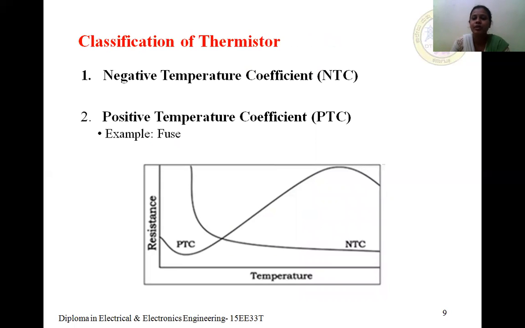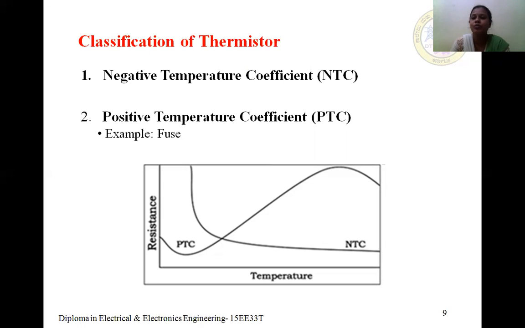Next, moving on to classification of thermistors. In this classification, we have two types. First one is negative temperature coefficient, and the second one is positive temperature coefficient. Negative temperature coefficient is also called NTC, and positive temperature coefficient is also called PTC.